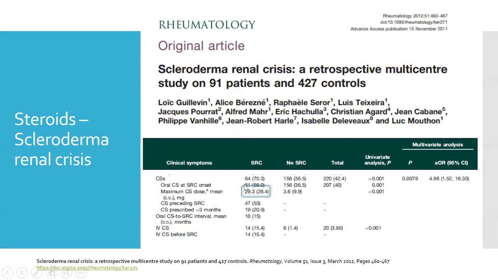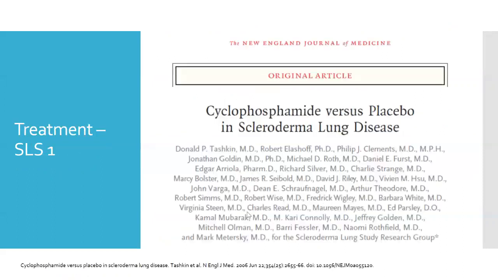I think what is important to focus on here is this 29 milligrams of prednisone. So about 30 milligrams of prednisone is considered the dose that can potentially be associated with increased risk of scleroderma renal crisis. So when we're using steroids in scleroderma, we typically try to stay off going beyond 30 milligrams, because this could potentially lead to scleroderma renal crisis. So that's an important thing to remember.